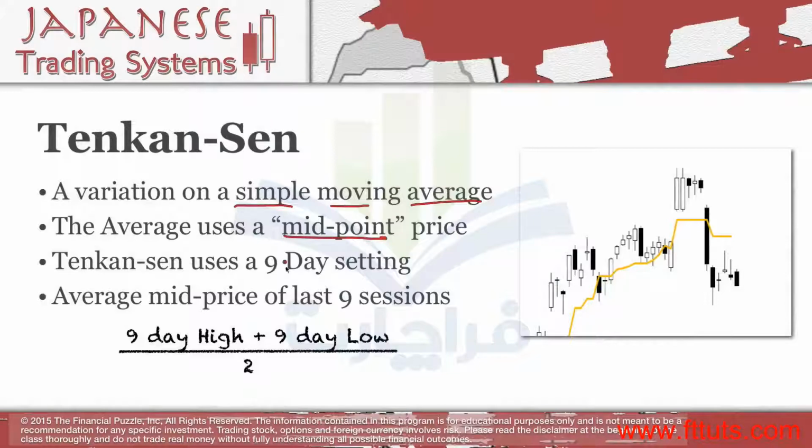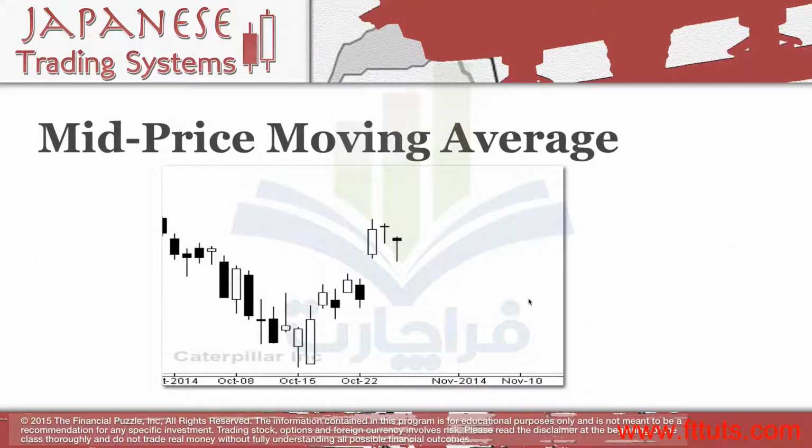Now with the cloud system, we use a 9-day setting, and that's what the Tenkan-sen is going to be. It's going to be a 9-period setting of a midpoint average. So the way it's going to work is you're going to average the mid-price of the last 9 sessions. Take a look here, here's the formula: 9-day high plus the 9-day low, divided by 2, and that gives you the average price for that day. Let me show you a construction here. So let's take a look at how we construct this.